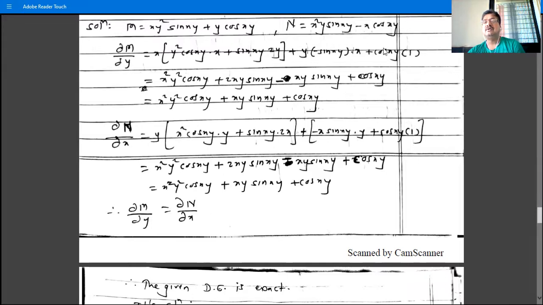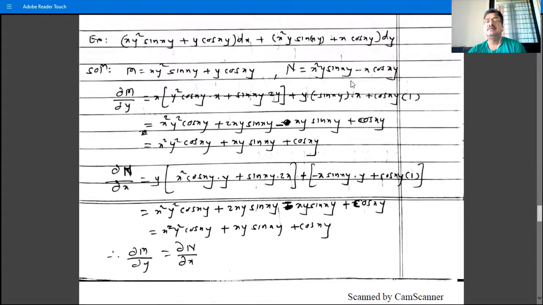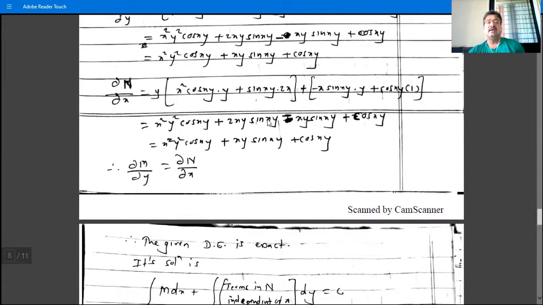The derivative of x is what? The derivative of x is 1. So we have this. Here it is a plus sign, because it is plus x into, and then after simplification that is multiplied by y, we have this answer: 2xy sin(xy) minus xy sin(xy). Both the terms are the same. This is 2 times, this is minus 1 time, so it has become plus 1 time.